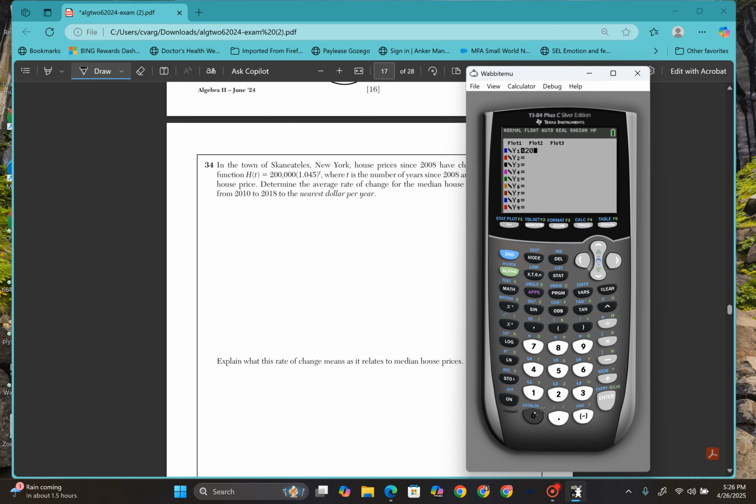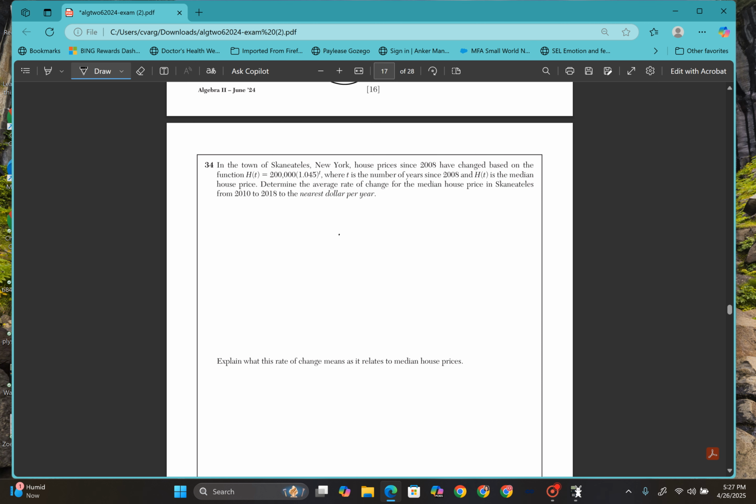So I have 200,000 parentheses 1.045 close parentheses to the, instead of t, I'm putting x. And then I'm going to go to my calculator, to my table. So it's asking me for the prices from 2010 to 2018.